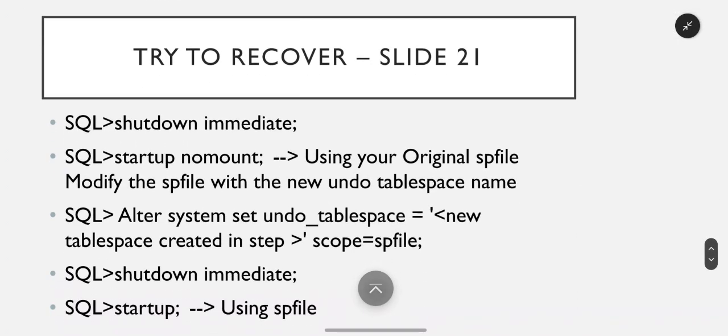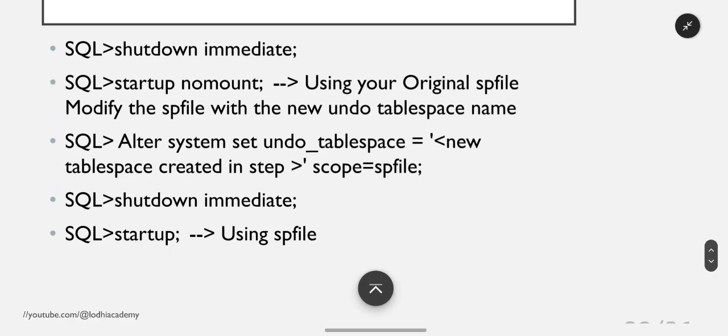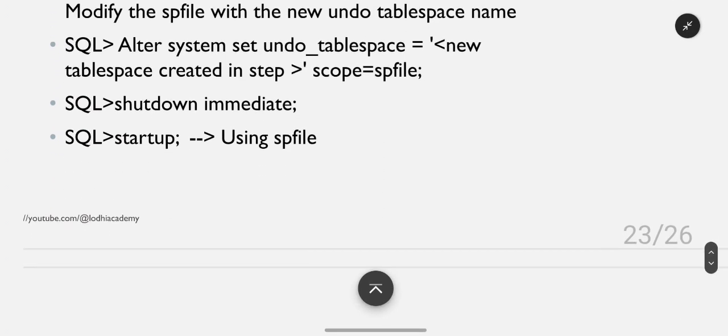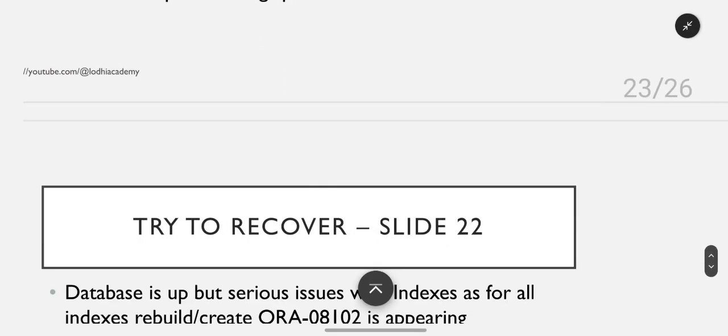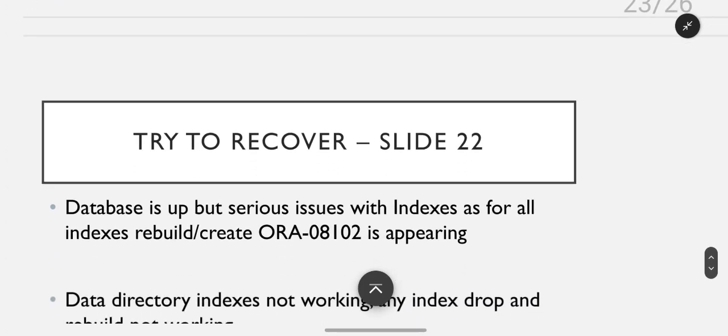Now shutdown immediate and start the database again with nomount using your original spfile. Modify the spfile with the new undo tablespace name with the command alter system set undo_tablespace equals the new tablespace name which we created in previous steps, scope equals spfile. Because this parameter changed in the spfile, we have to bounce the database again. So shutdown immediate and startup. Normal startup will automatically go through the spfile.